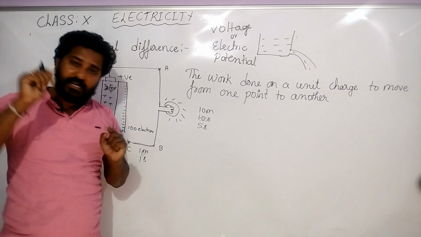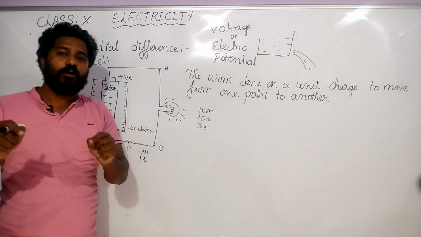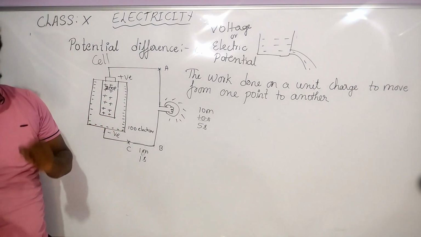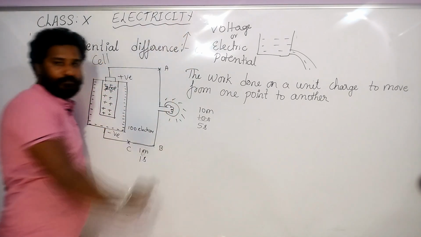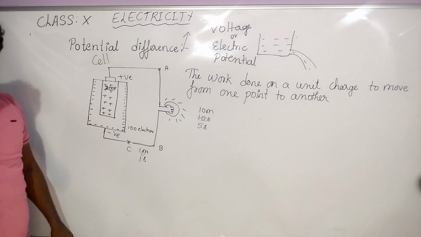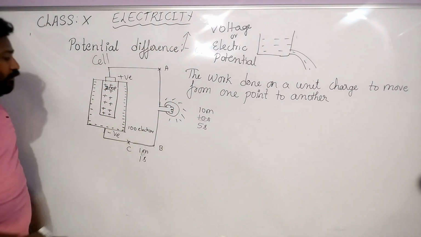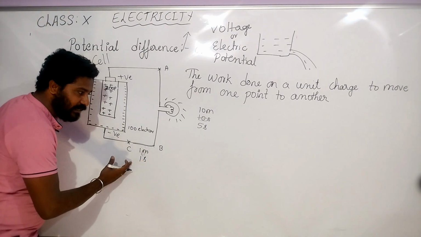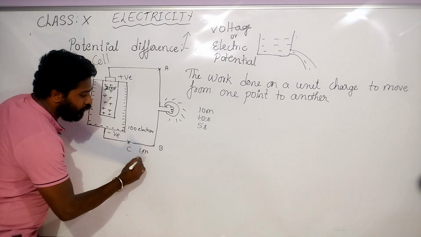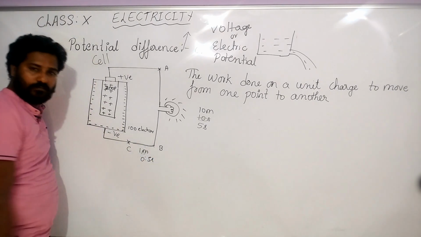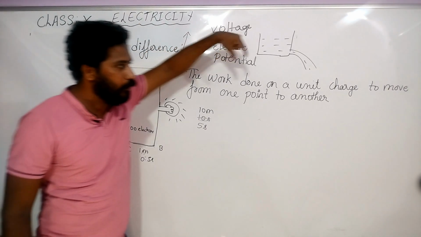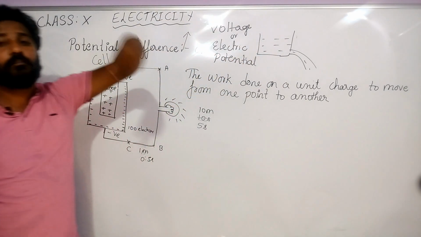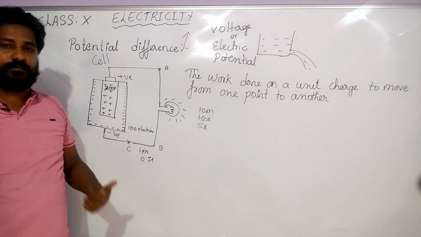So now what do we say? Before, 100 protons were there. Now how many are there? 200. Now we will say that the potential difference is more. Did you understand? Voltage is more. So now what happens? It was taking 1 second. Now it just takes 0.5 seconds. Now this is called potential difference: the work done on a unit charge to move from one point to another.